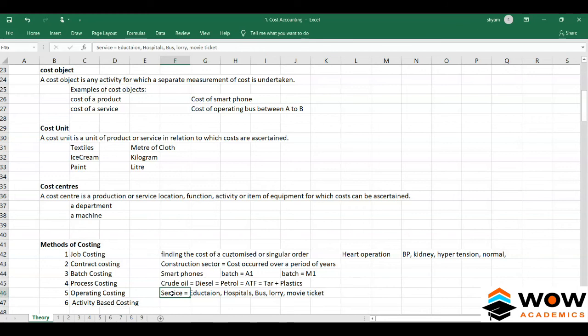Because these are not visible at all, how are we going to value them? This is a very nice, interesting concept called operating costing. And the last one is activity based costing.